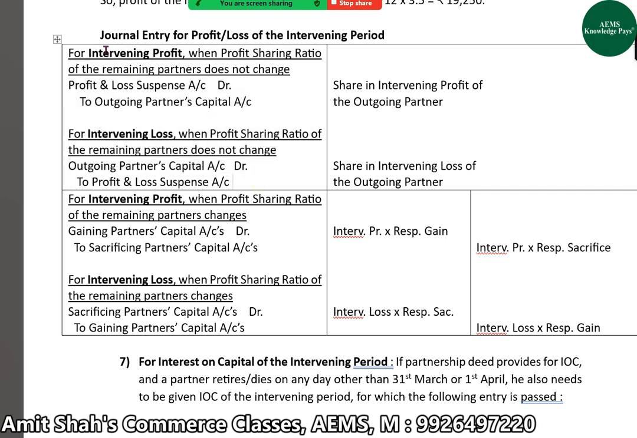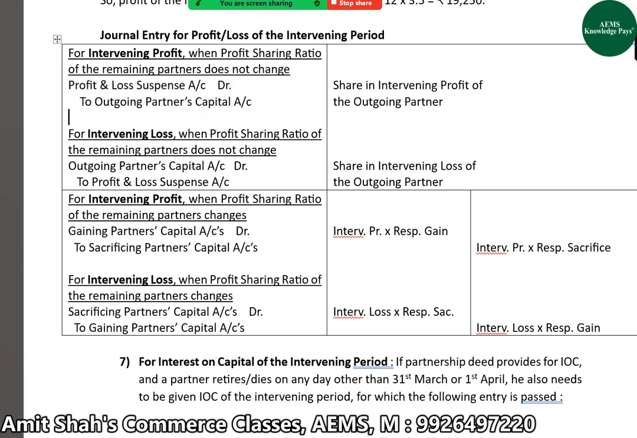With that, what will happen? Suppose there was intervening profit, you passed this entry, then you posted it in the ledger on the date of retirement or death, and because of that, you had to open this account. Now, at the year end, you found this in the ledger with some debit balance. So, you took this in your trial balance. From the trial balance, while preparing final accounts at the year end, you will show this on the debit side. And with that, what will happen? Profit of the whole year automatically will get decreased by the amount of profit which you have already given to the outgoing partner.